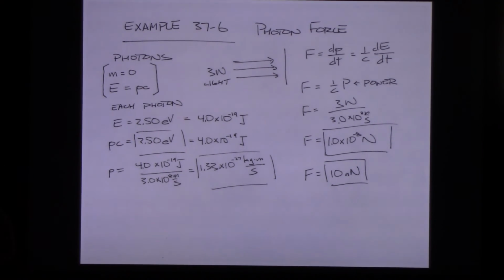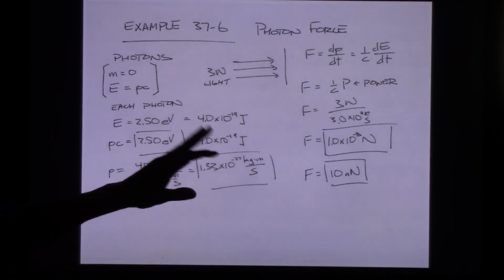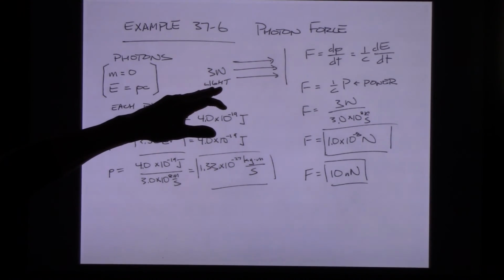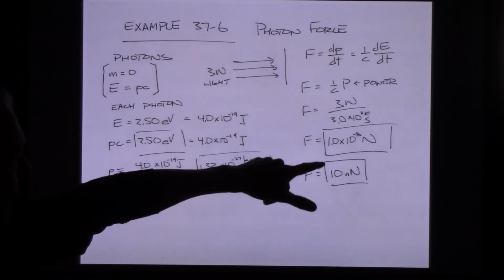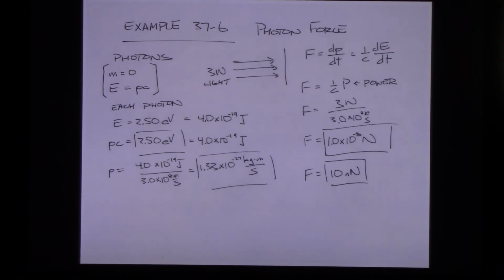Oh, that was back on that other problem. It was like 10 to the 19th, almost. It was like 7.5 times 10 to the 18th photons. We don't need that because this is including all the photons now. And I put that in for power and divided it, and I got 10 nanonewtons.